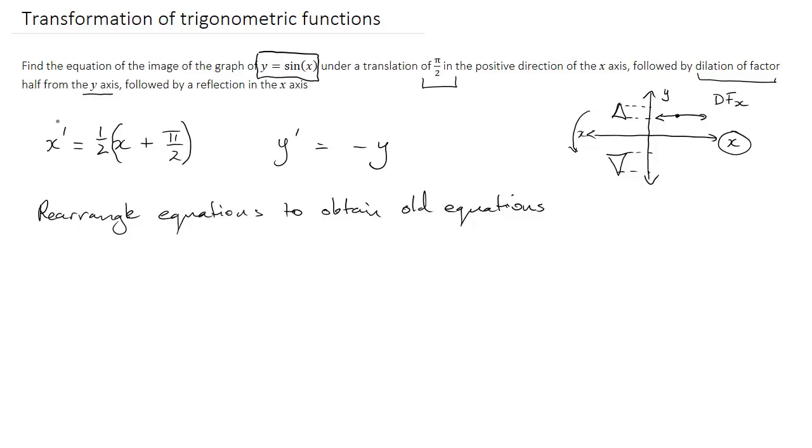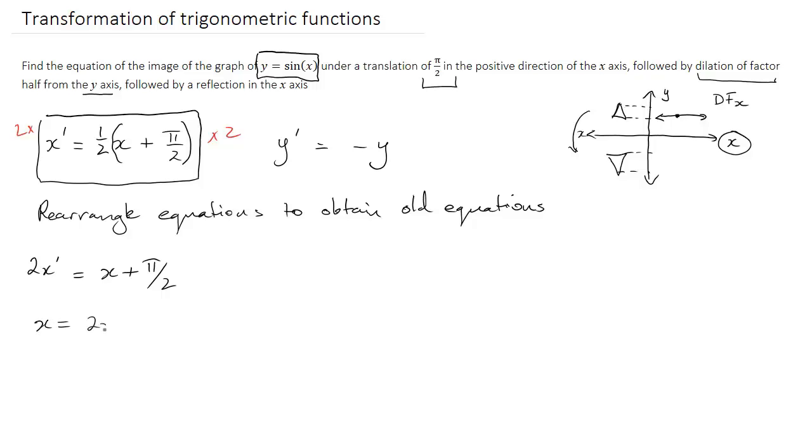First of all, we'll work with this part of the equation here. We're going to multiply both sides by 2, and that's because we've got a half there that we need to get rid of. So we've got 2x dash equals x plus pi on 2, like so, and then we're going to move the pi on 2 over to the other side. So x equals 2x dash minus pi on 2. Okay, and so this is our old equation in terms of the new x value.